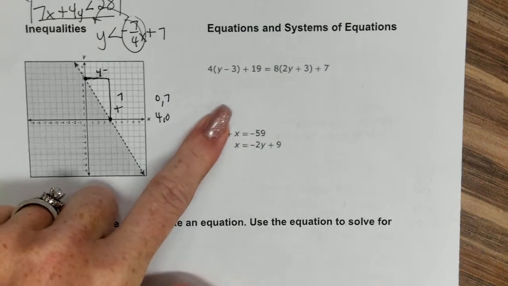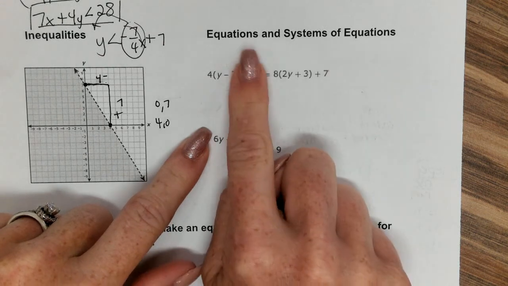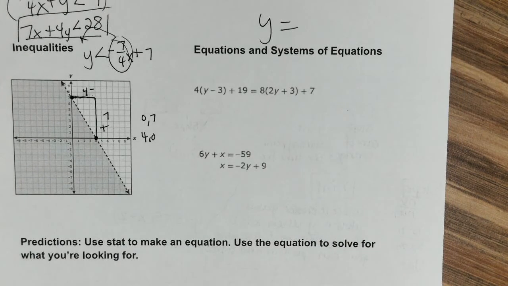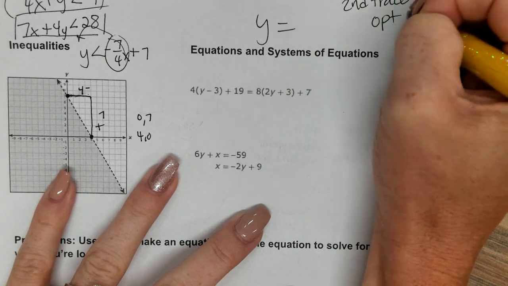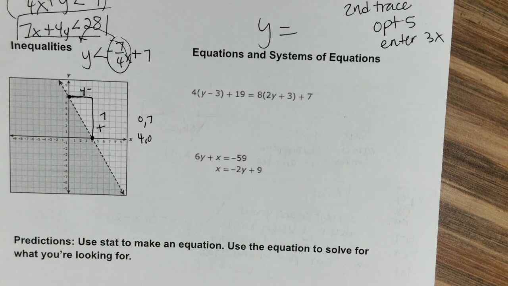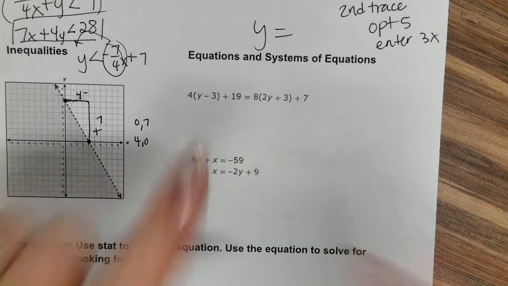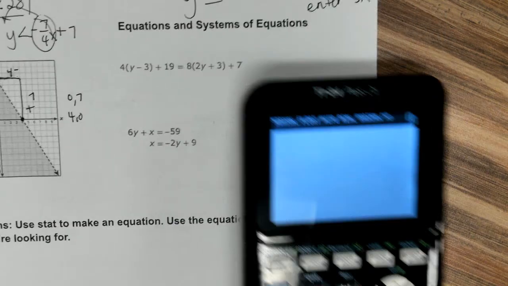All right. Solving equations and solving systems of equations. Anytime it asks you to solve an equation, you can simply use your y equals button. And then hit second, trace, option 5, enter 3 times. Yes? If it doesn't give you the answer, then you have to fix your windows because it can't see the intersection. Are y'all okay? You could go solve that by hand, do distributive property, get all the y's to the left, or you could just use your buttons. So let's make sure we're good.